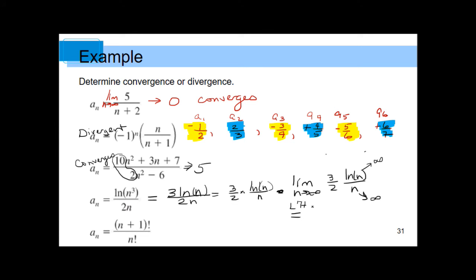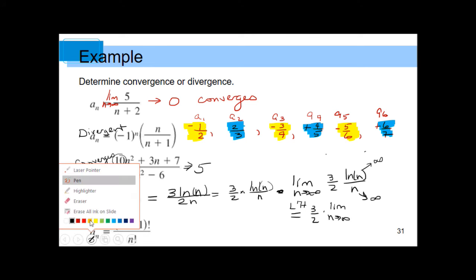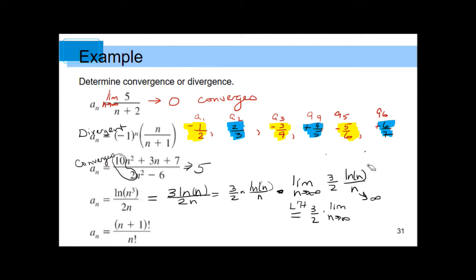So what are we going to do? We're going to keep that 3 halves, because it's just going to be 3 halves times the limit. But it's going to be the limit as n goes to infinity of, instead of that indeterminate form, the derivative. The derivative of natural log of n is just 1 over n, and the derivative of n is just 1. So the limit as n goes to infinity of 1 over n is going to be 0. 3 halves times 0 is 0. So this guy converges.